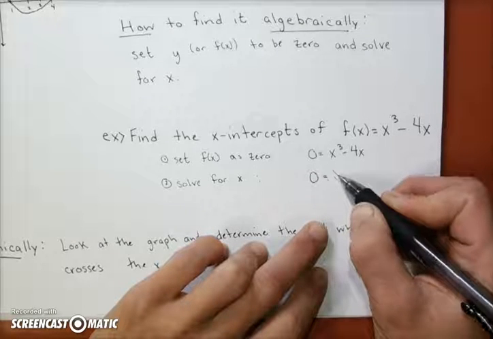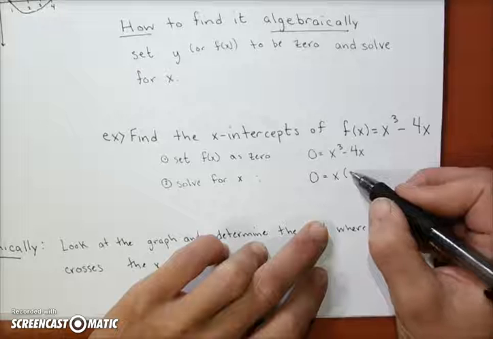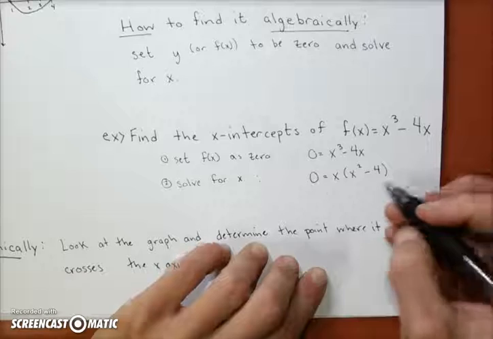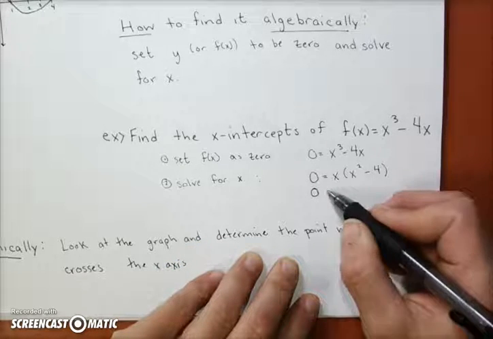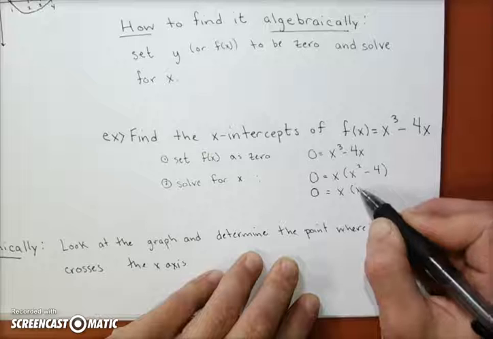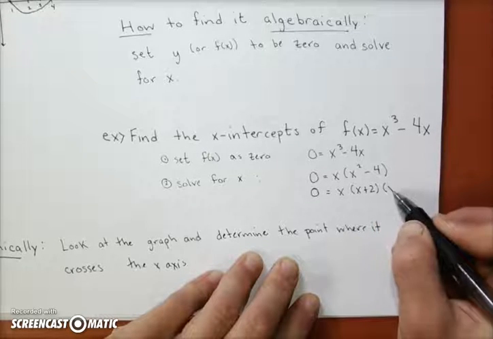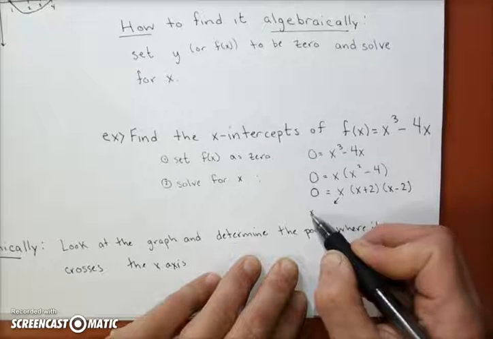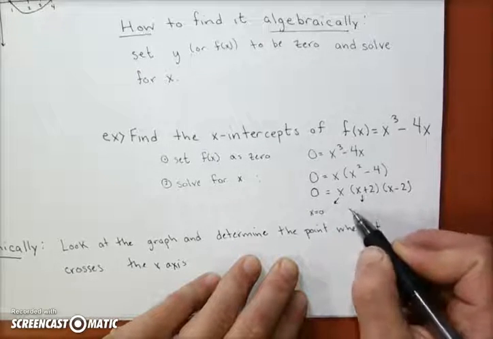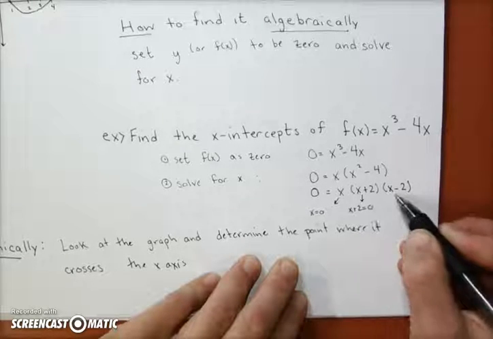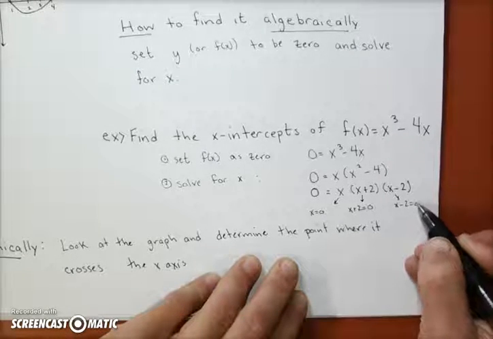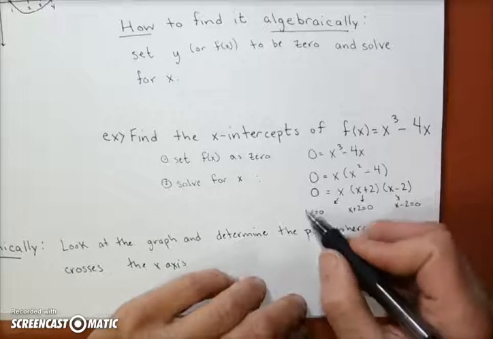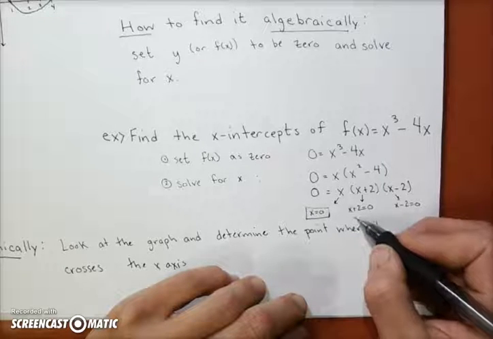So I'll factor out a common factor of x. So from the first term, I'm left with x squared. From the second, I'm left with 4. This factors even further, so 0 equals x times x plus 2 times x minus 2. And what this says is either x equals 0, x plus 2 equals 0, or x minus 2 equals 0, because I have 3 things which multiply to 0, so at least one of them is 0. So that's one solution for x.